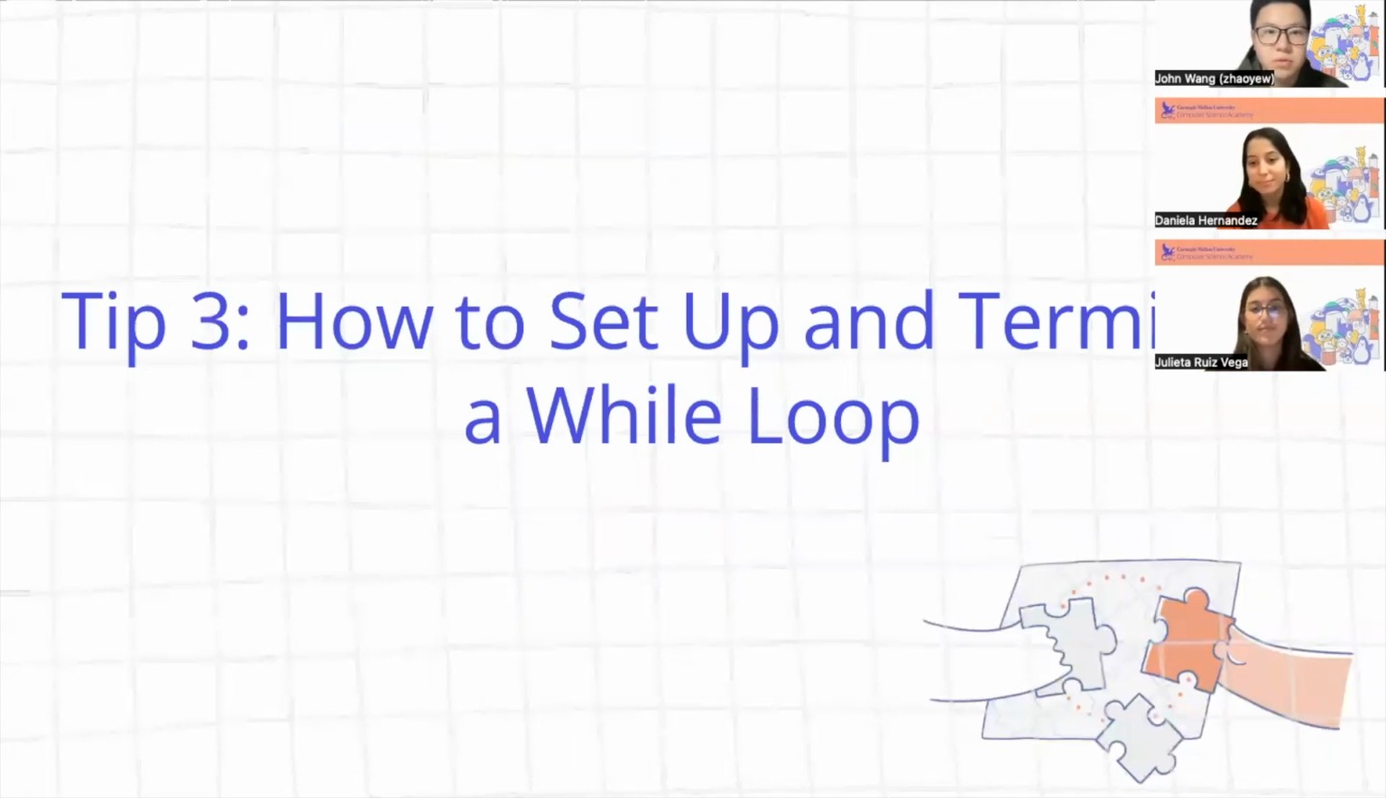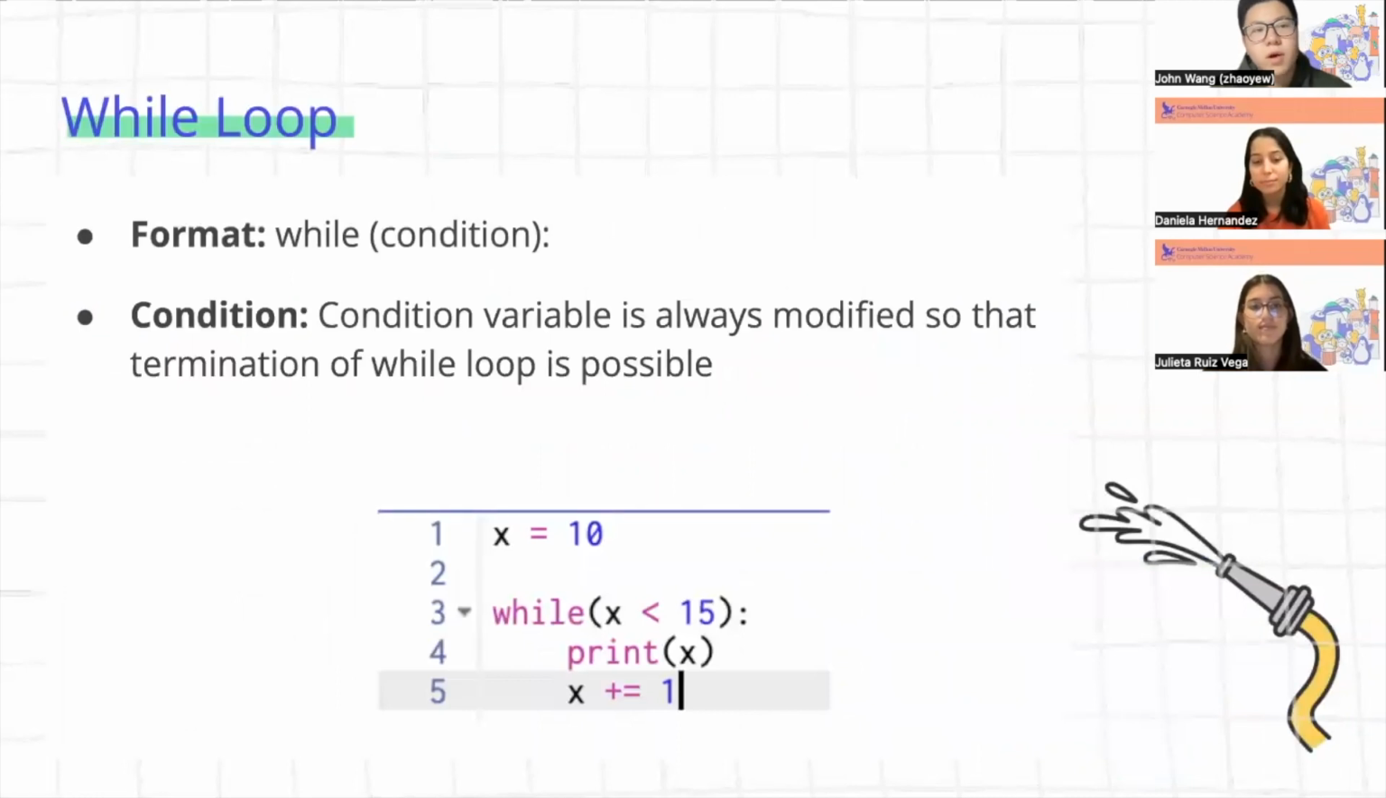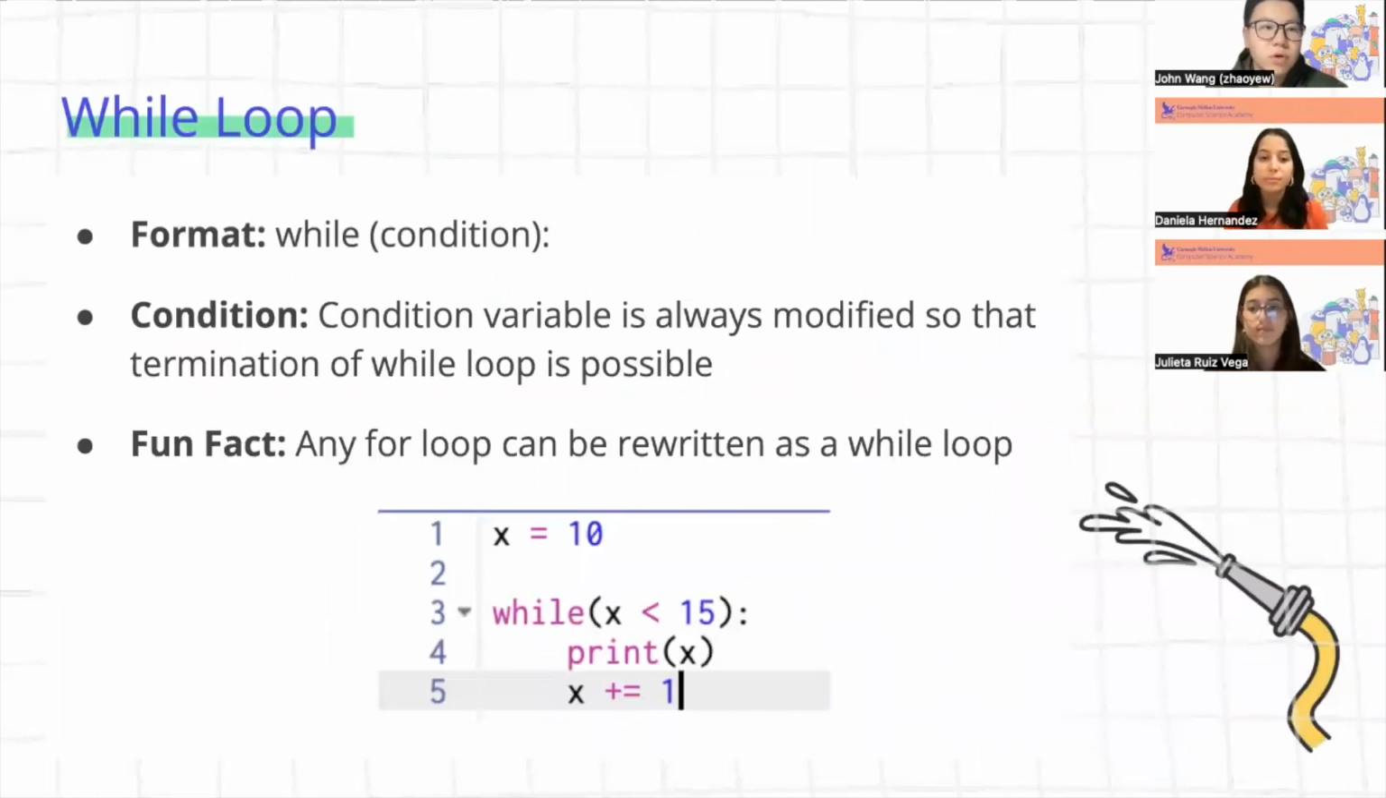So moving on to tip number 3, how to set up and terminate a while loop. So the format of a while loop is a little different from the for loop. In this case, all we need is the while keyword and a condition within the parentheses. And looking at this condition, the condition variable is always modified so that the termination of the while loop is possible. So let's look at the example down below.